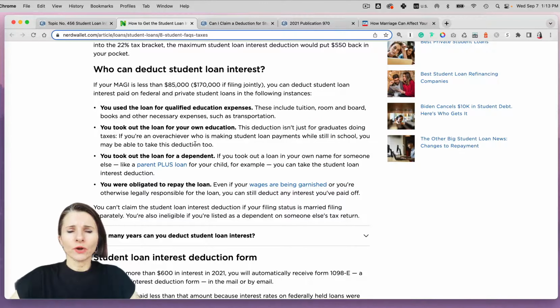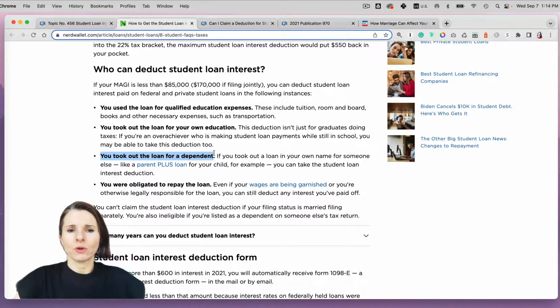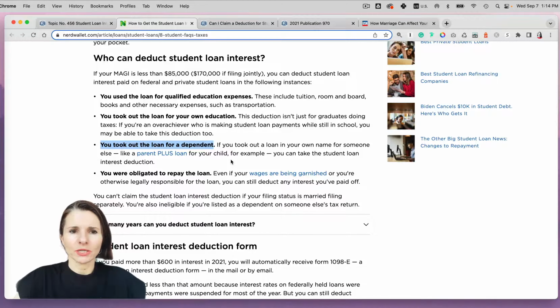You can use it for any loan that's for qualified education expenses. You took out the loan for yourself or your dependent. So for example, if your kids are your dependents, they're in college, they cannot claim the deduction on their tax returns if they are still your dependents. You can claim it as a parent if you're claiming them as dependents. So that's very important. Whoever took the loan for the dependent is also the one who can get the credit. And you were obligated to repay the loan. So obviously it has to be your loan.